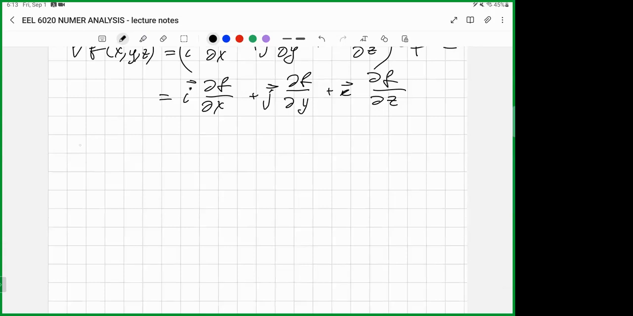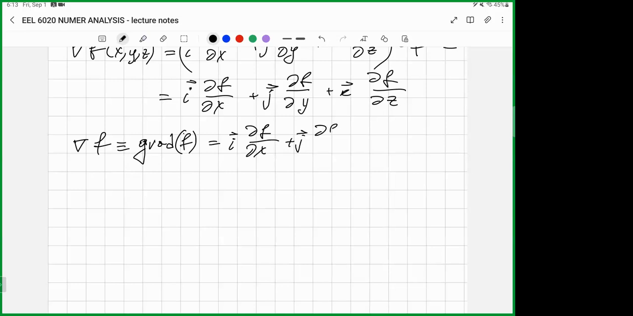Okay. So this is the formula for the gradient. Usually we denote the gradient as nabla f, but sometimes you can meet grad f. So this is basically the same. And the formula, let me repeat it here. dy plus k df over dz.